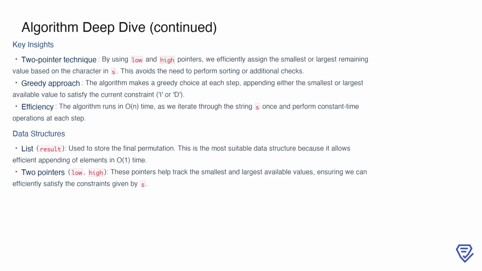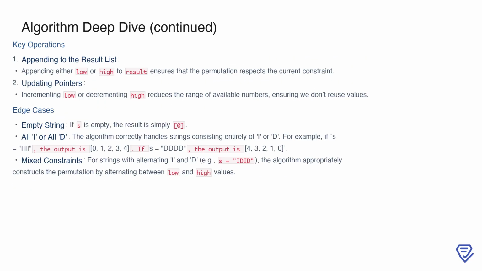For data structures, the result list is used to store the permutation, as it supports efficient appending in O(1) time. The low and high pointers ensure we keep track of the range of available numbers, making the solution both clean and effective. The algorithm performs two key operations repeatedly. The first is appending either the value of low or high to the result list, depending on whether the current character in s is I or d.